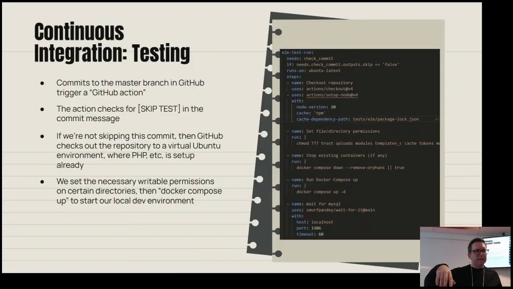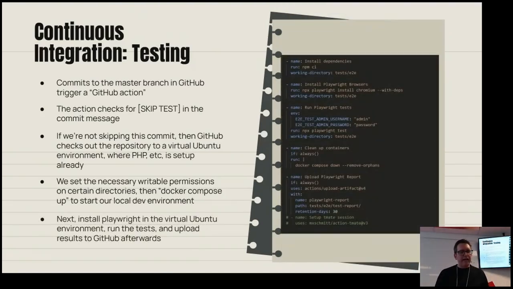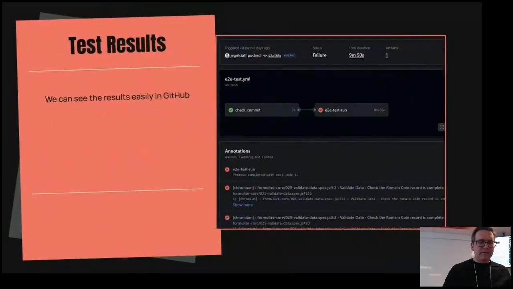They check out our files into that environment, and then we set up writable permission on the right folders, and then we do a Docker compose up. So we have our local dev environment that we created running in the virtual GitHub environment, and then GitHub installs Playwright in its Ubuntu and runs the tests. So we've got like virtual Ubuntu with our virtual containers in it. It's like Inception. It's like containers all the way down. But it works. And at the end, you can see the results easily.